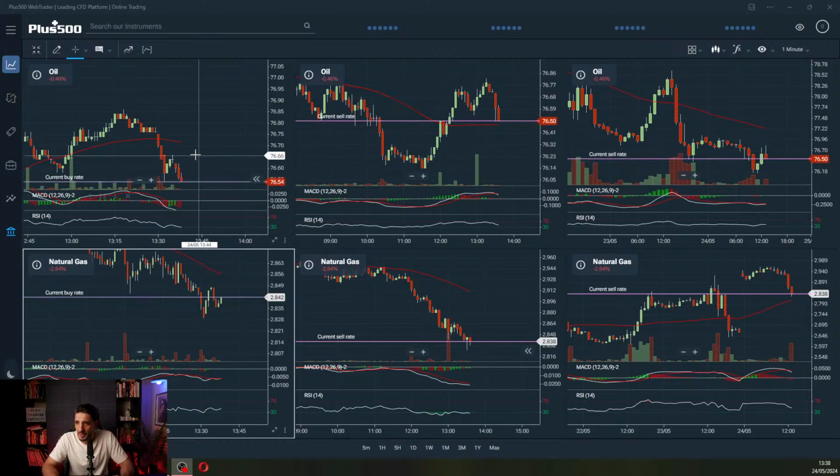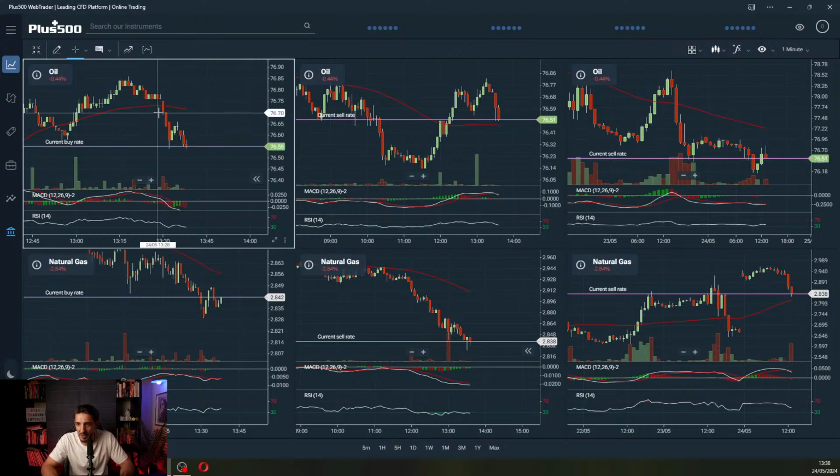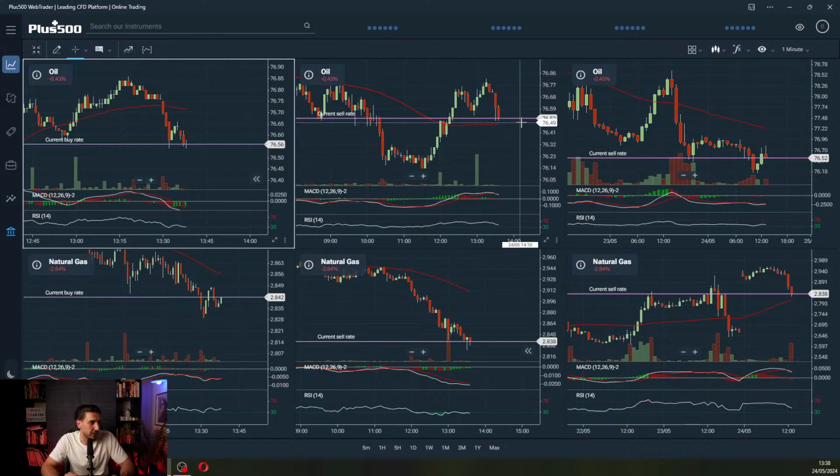Now, I have potentially missed out a little bit right here on that crude oil move. We broke below, we then consolidated right here. But I'm also conscious of this support right here at 76.5, which again is a good support.